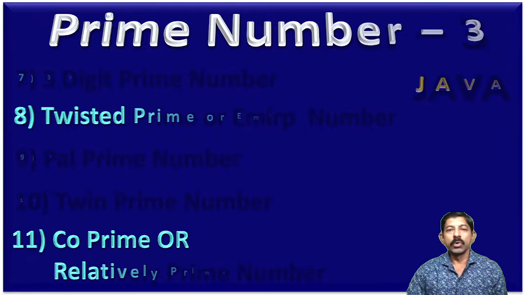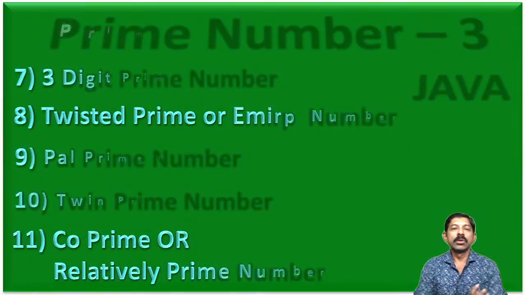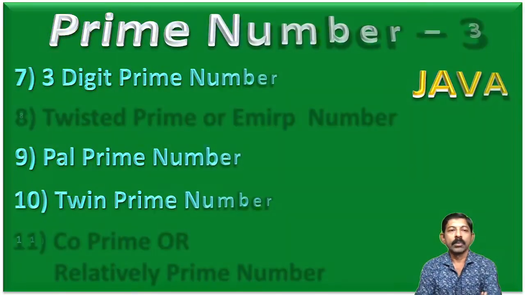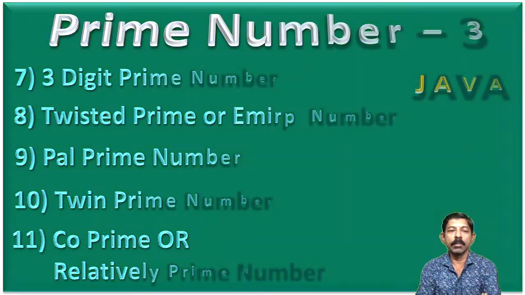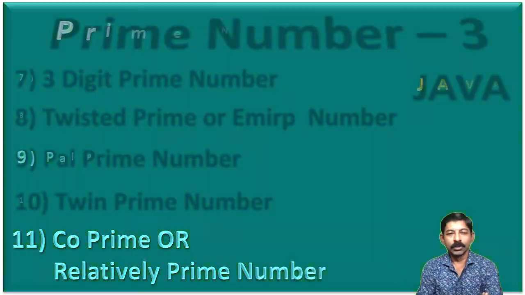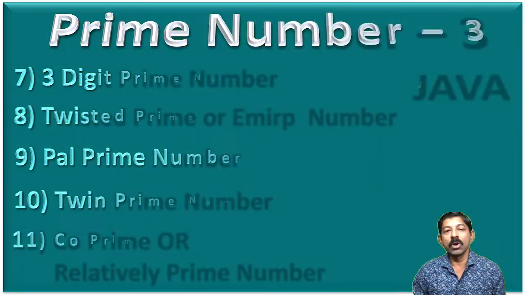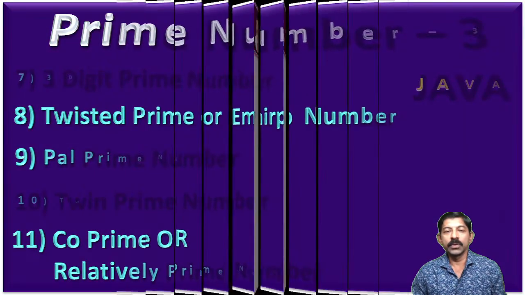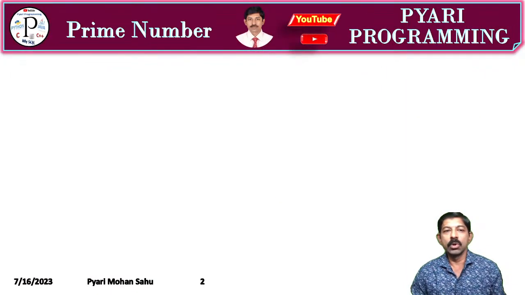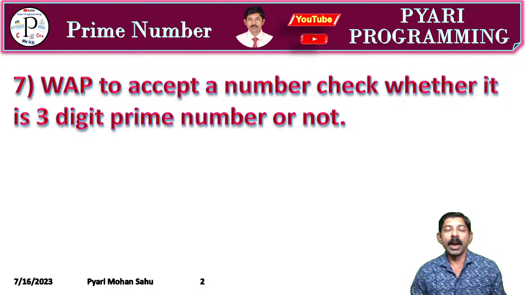So today's topic is three-digit prime number, twisted prime number, whole prime number, twin prime number, co-prime number. All are based on your prime number mechanism only. So we'll start with the first program, that is your three-digit prime number.